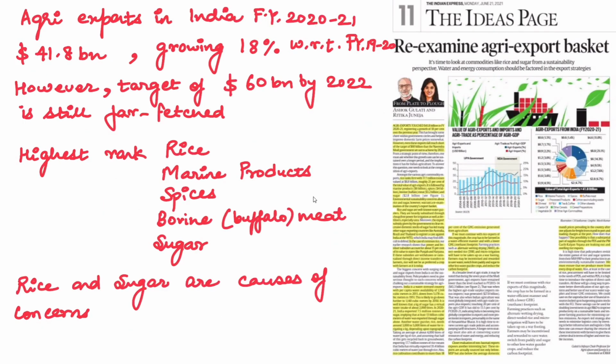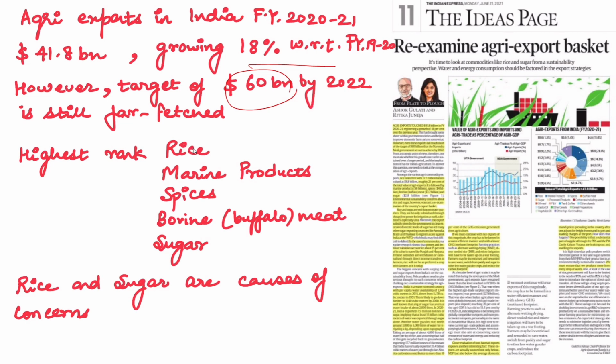The next article is about agricultural exports in India. So it's good news that India's agricultural exports have reached $41.8 billion, which is 18% higher as compared to the previous financial year 19-20. However, the target of $60 billion by 2020 is still a far-fetched dream.